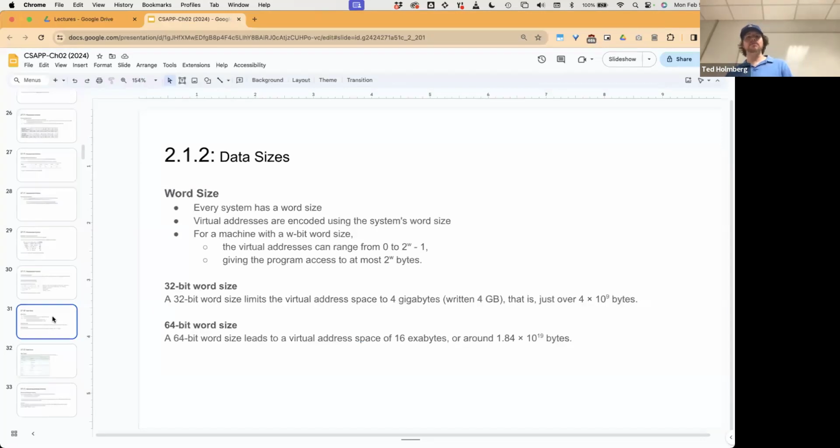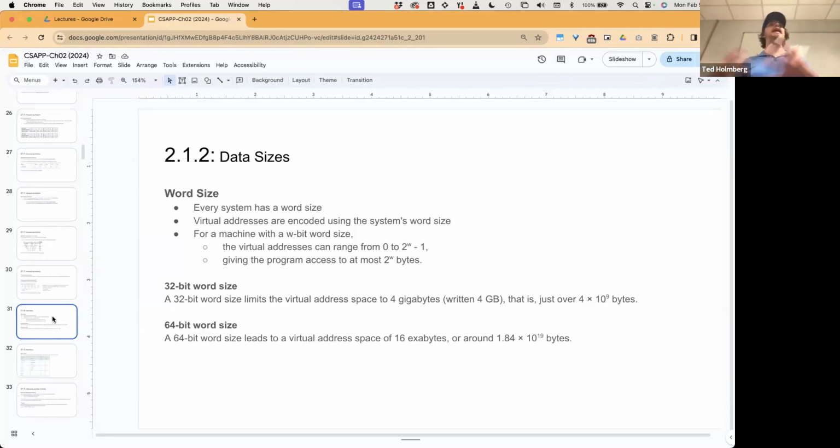And then every system has a word size. I mentioned words before in the context that any binary sequence has a length. But when I say word size, you can have an arbitrary sequence of bits, but a system has a well-defined word size that it supports. Think 32-bit OS versus a 64-bit OS.